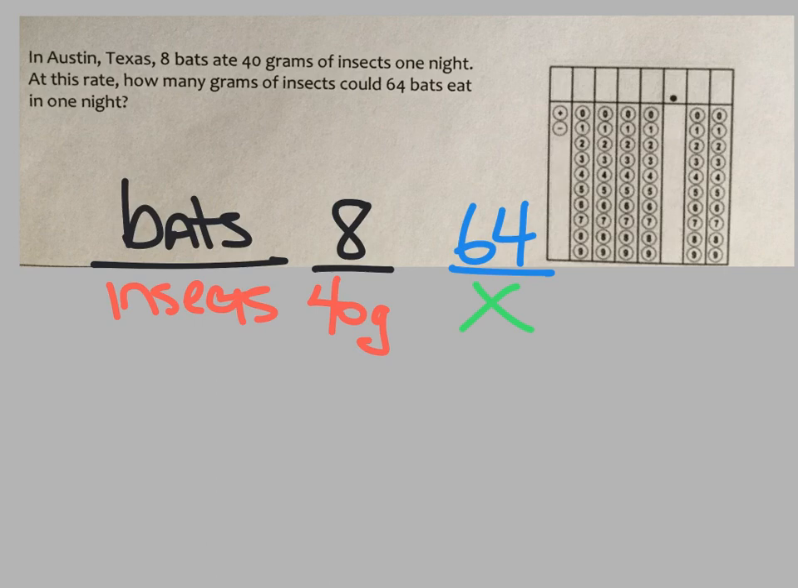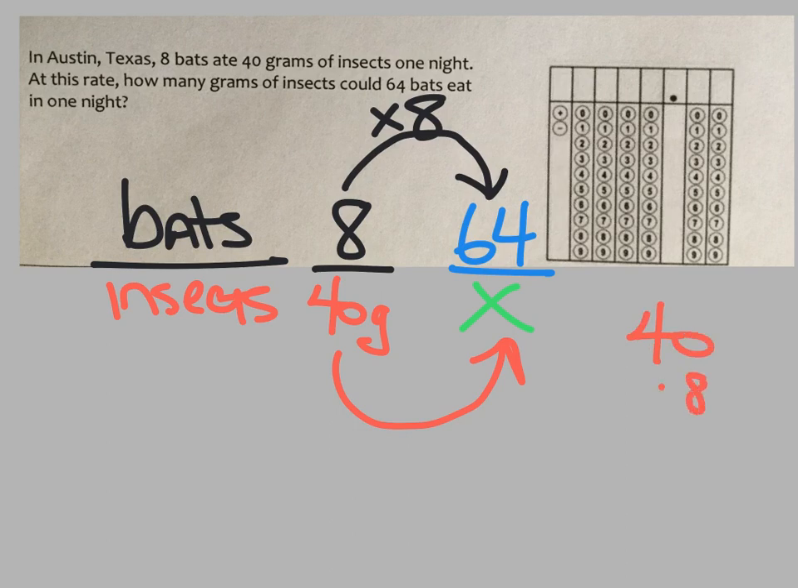Well, I can use a proportion solving strategy here. I can go from 8 to 64 by multiplying by 8. I'm having 8 times as many bats. Instead of 8, I've got 8 times as many, 64. So then I'm also going to have 8 times the amount of insects. And 40 times 8 is 320. 64 bats would eat 320 grams of insects.